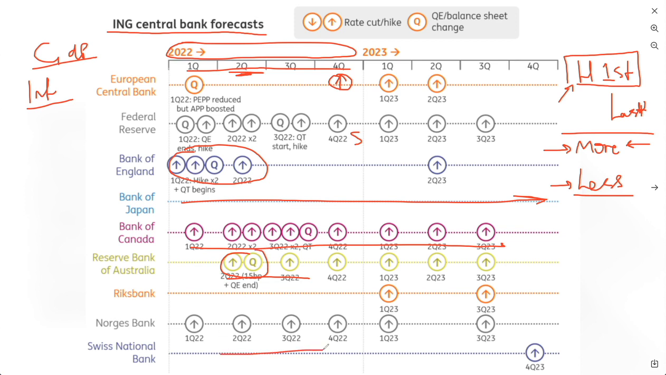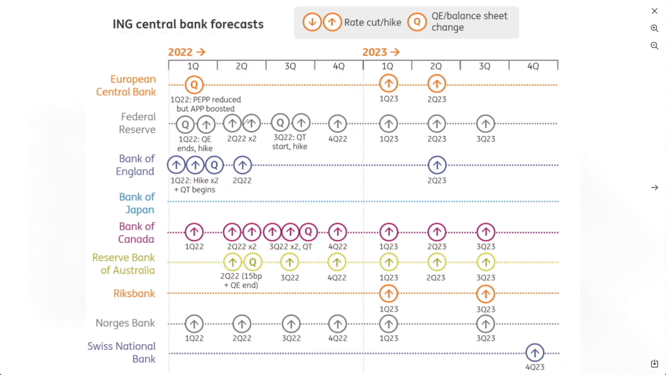Again, Swiss National Bank, probably fourth quarter of 2023. So again, you can pretty much see who is hiking and how much they're hiking. Generally, over the medium to long term, you want to look towards buying the currencies that are looking to appreciate rather than the ones that aren't. So leading and lagging is really important.